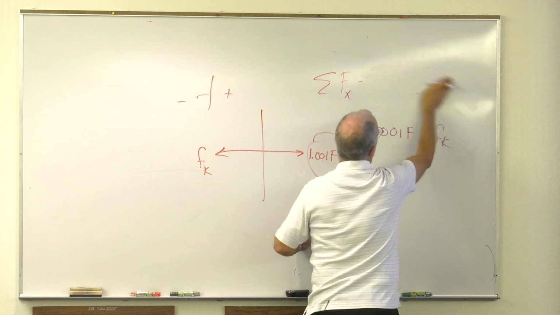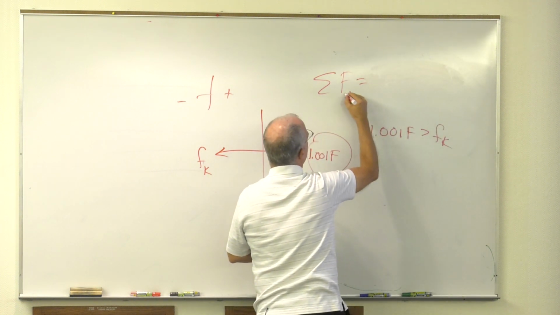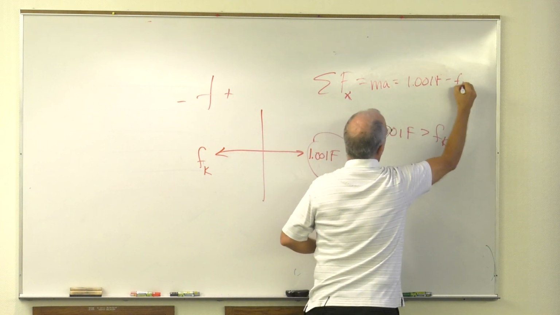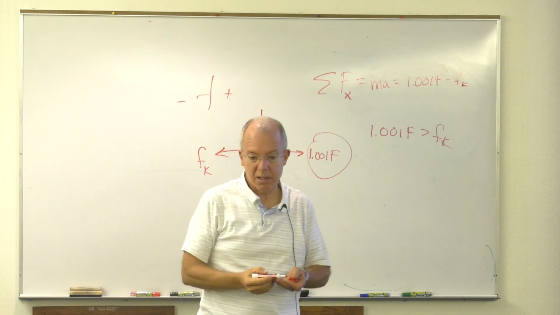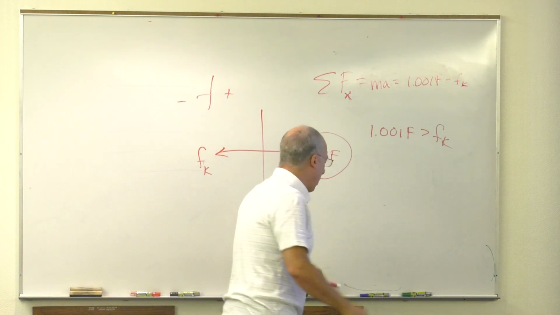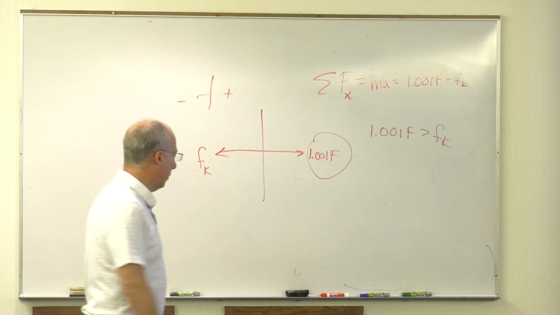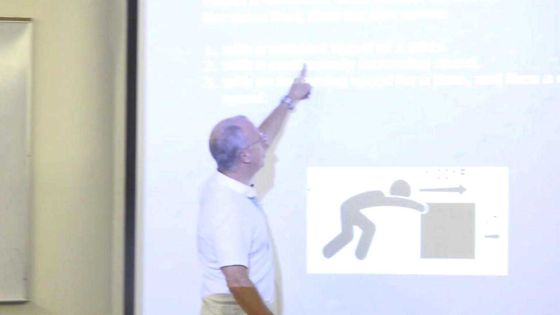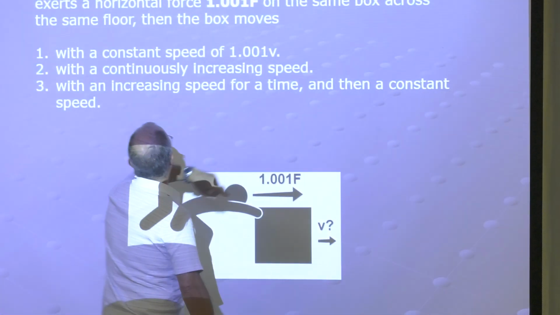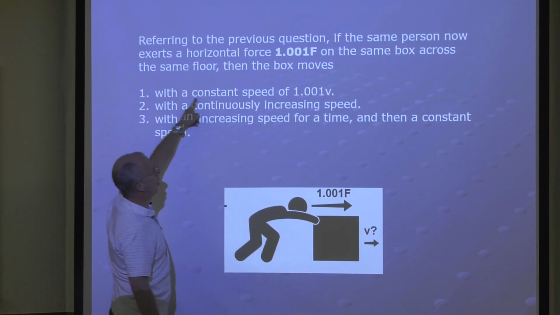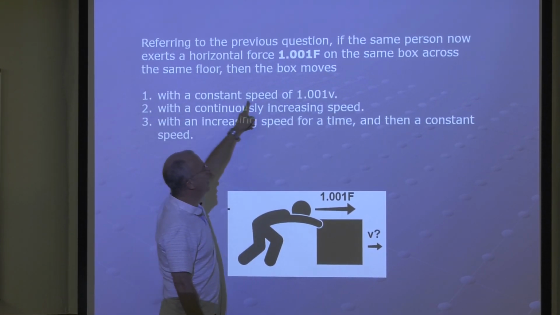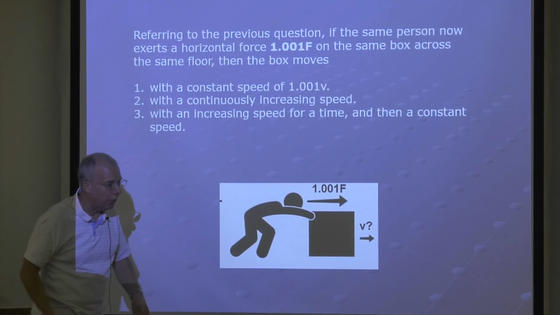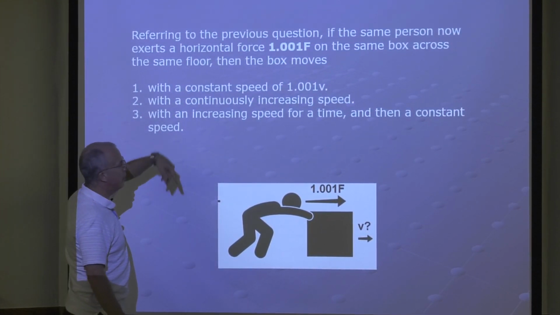Now the sum of the forces equals ma, which is 1.001 F minus Fk. So now it's going to accelerate. What does it mean to accelerate? Acceleration means a continuously increasing speed. This option is totally wrong, because a constant speed means it doesn't accelerate. That means that if it has a constant speed, the forces would be equal. They're not equal. Okay, 3 is crazy as well.